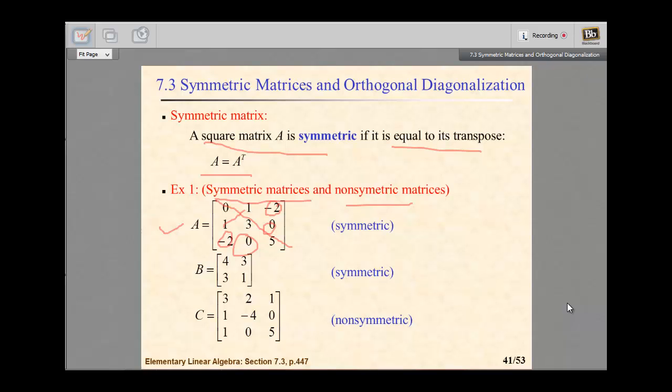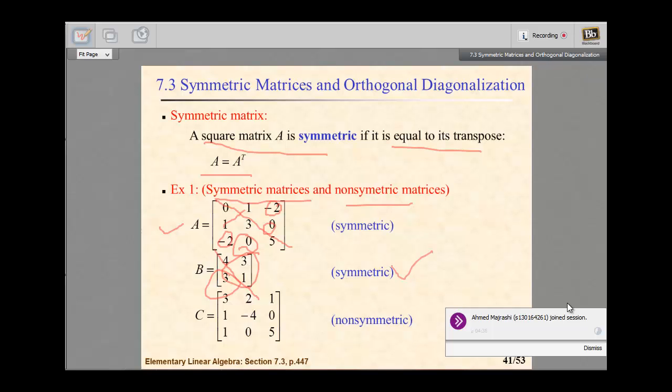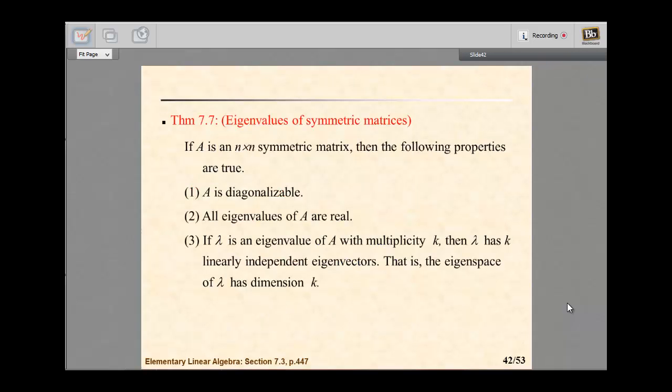What about the second part, B? If you see in part B, the diagonal entries are 4, 3, 4 and 1, and the rest of the places are 3 and 3. Both sides are the same, so we can say that it is a symmetric matrix. Similarly, in part C, you will see this is the diagonal, and the left-hand side and the right-hand side are not equal, so it is a non-symmetric matrix.